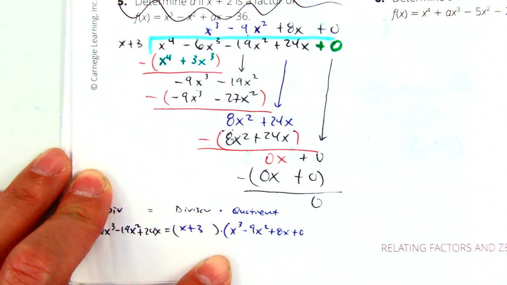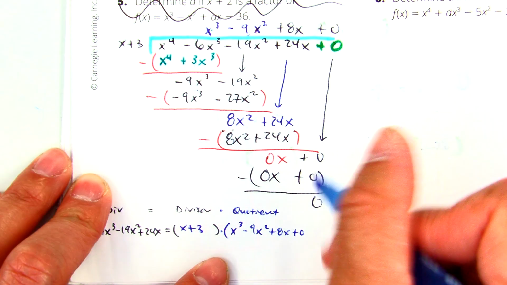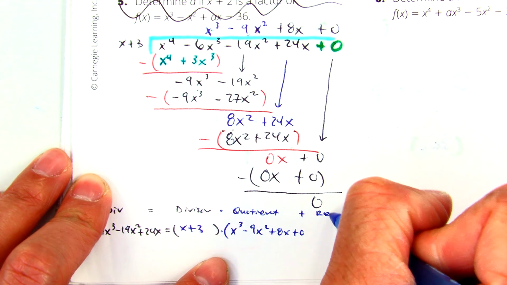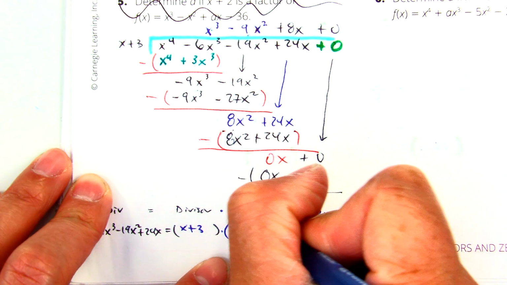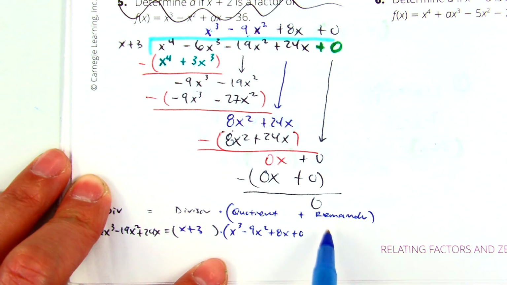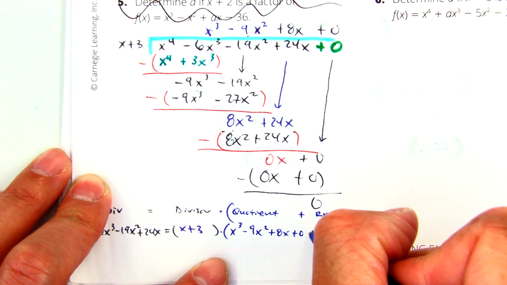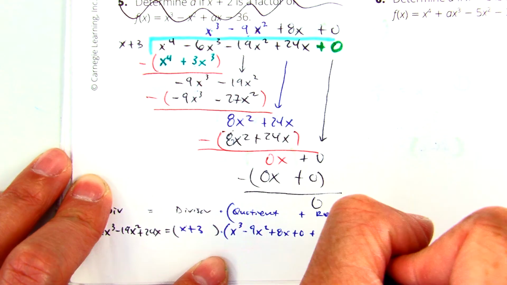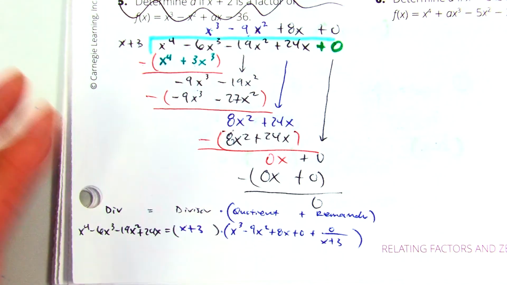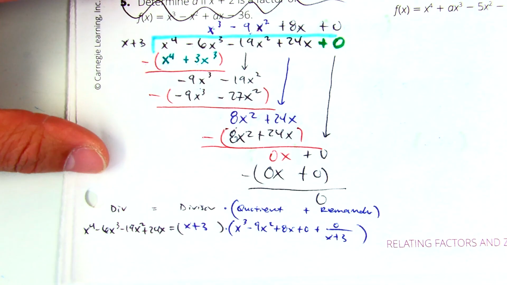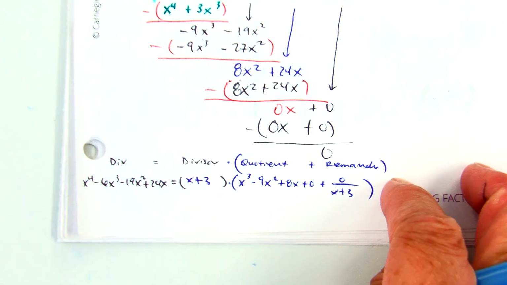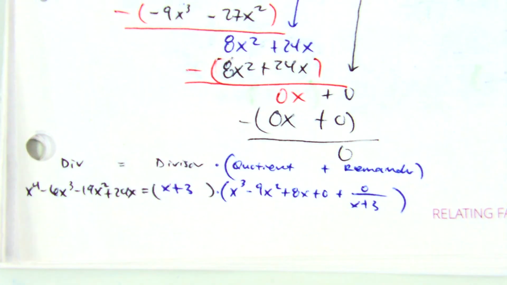And then it's kind of weird. The remainder is 0 over x plus 3. And so that's using long division.